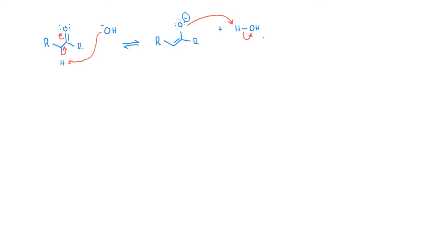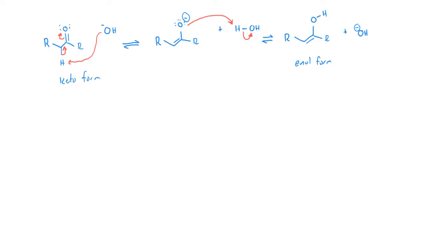Now, of course, that acid water could also be a different conjugate acid, depending on what base was used to catalyze this. I'm just using water as an example. But nonetheless, this leads us to our enol, and it regenerates the base hydroxide as well. So we can see that it's base catalyzed.